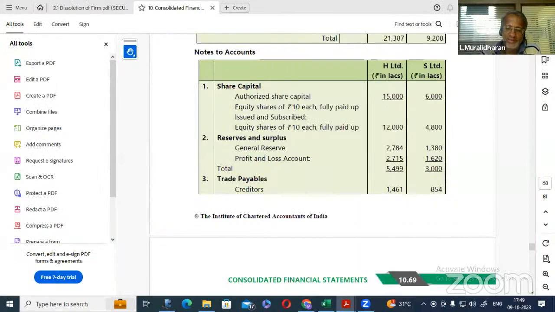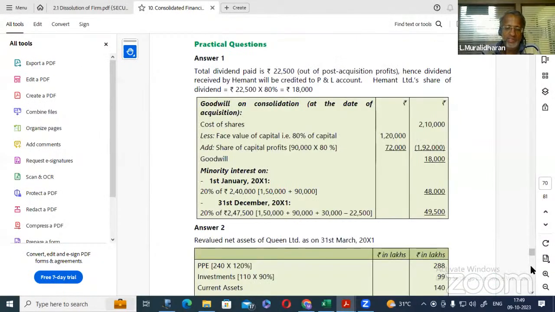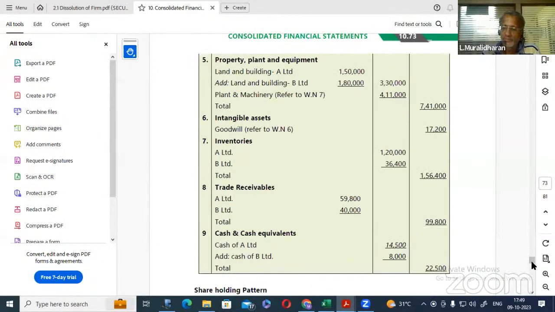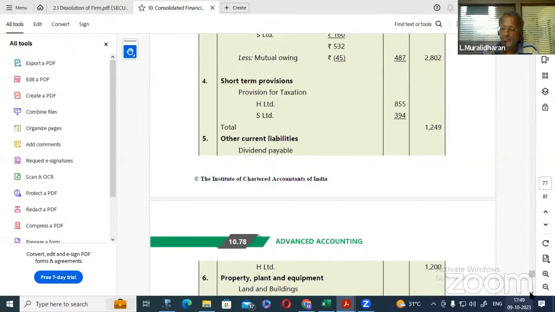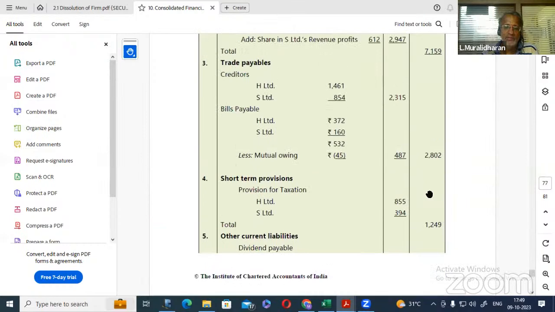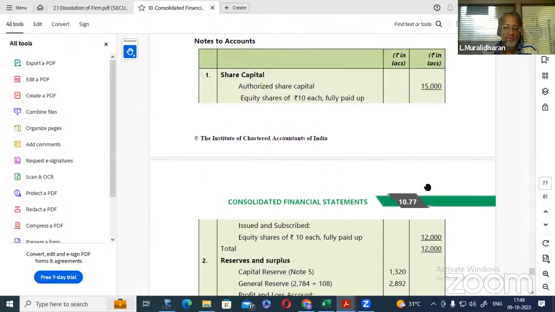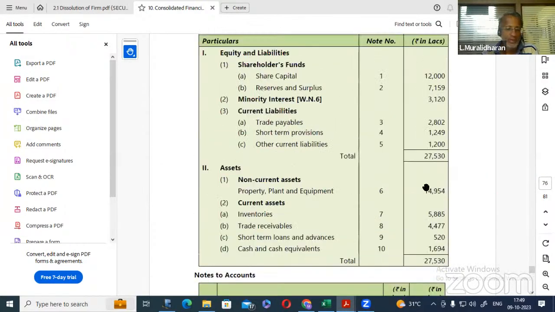3,120 is what you just get. Now let us just find out from the solution. Is that figure for minority interest that you get that number? Just see 3,120. How much time will it take for you to arrive at this number?